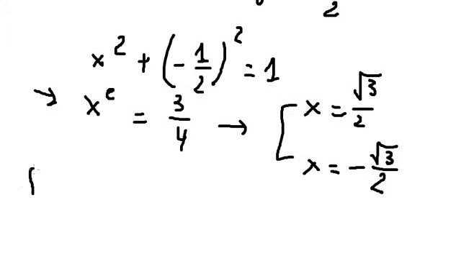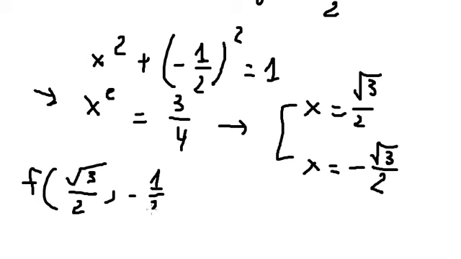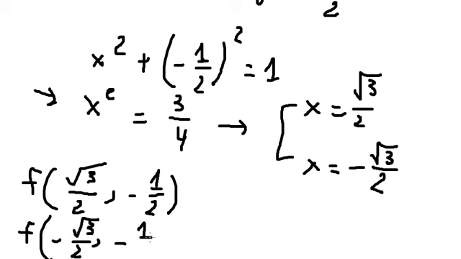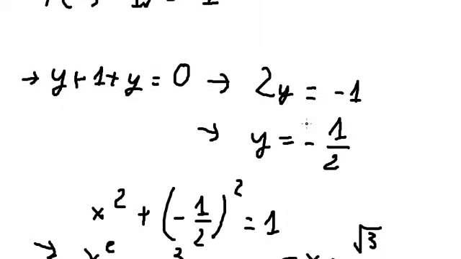So we put f of the square root of number 3 over 2, negative 1 over 2. And the next one, negative the square root of number 3 over 2 and negative 1 over 2. We put this one, we have 3 over 2, 3 over 2. Now we need to compare 4 values in here.